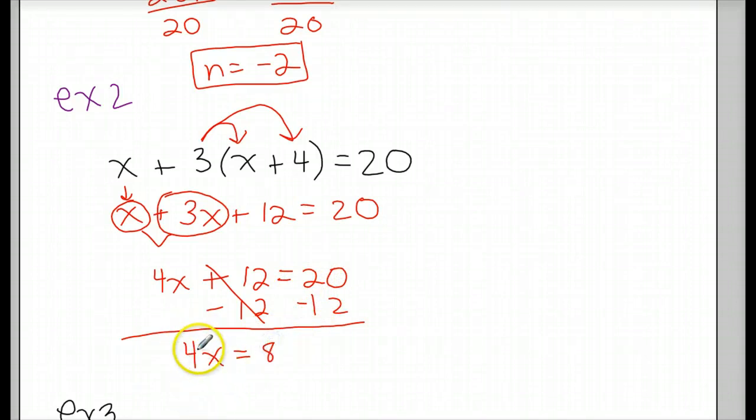Now what do we do? We divide, because 4 times x is multiplication. We divide both sides by 4, and we get x equals 8 divided by 4 is 2. Remember, this is just a big giant 1. Make this look like a 1. So x equals 8 divided by 4, which is 2.